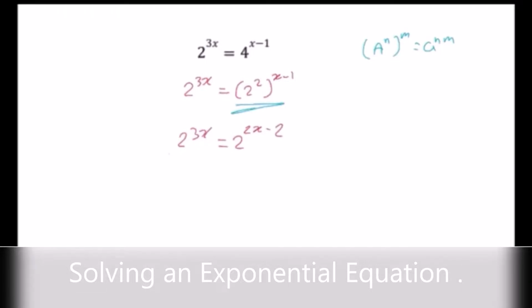Based on the given conditions, corresponding exponents are equal. So it's going to be 3x equals 2x minus 2. After we're done with this step, we're going to rearrange the variables to the left side of the equation. After you're done, you're going to combine like terms, which will give you your final answer, which is x equals -2.